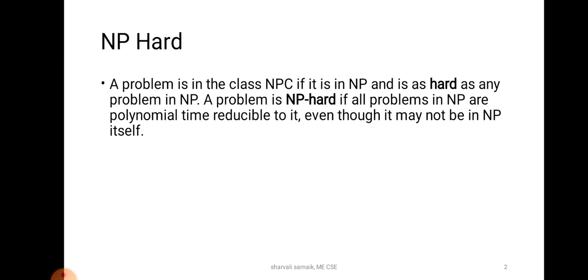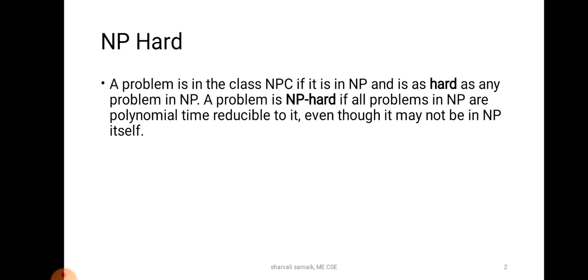Before moving on, let me tell you, P stands for polynomial time. P is the set of all decision problems solvable by a deterministic algorithm in polynomial time. Remember, this is very important. And NP stands for non-deterministic polynomial. NP is the set of all decision problems solvable by a non-deterministic algorithm in polynomial time.